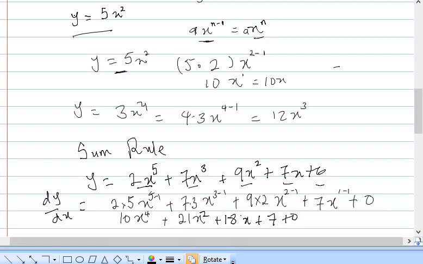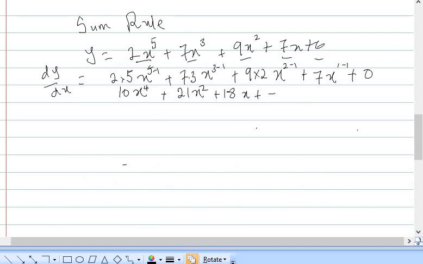So the answer should be, there's no 0 since 0 is negligible, so 0 will not be considered. Then we can say just plus 7 since x to the power of 0 is 1. So this is the final answer. So the sum rule is just to find the derivatives of each term separately, then merge them together. So this is the sum rule.